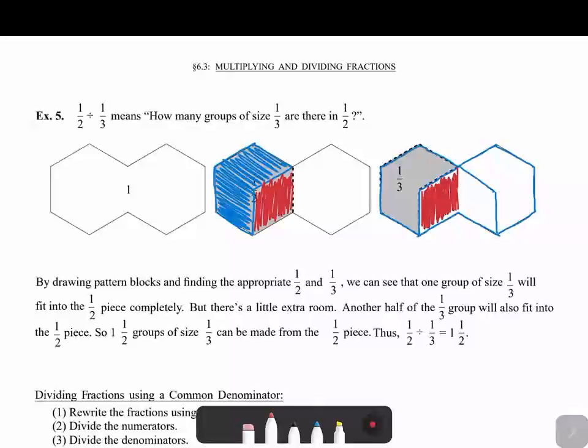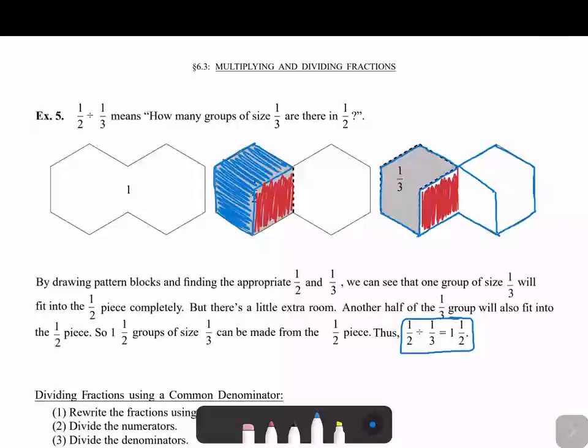So that tells us that whenever we take 1/2 and divide it by 1/3, we're finding the number of groups of size 1/3 there are in 1/2. When we do that, we get 1 and 1/2, to represent the one 1/3 that fits in there completely, and then the half that is also there. So this is just another way of using the pattern block model to represent division of fractions.